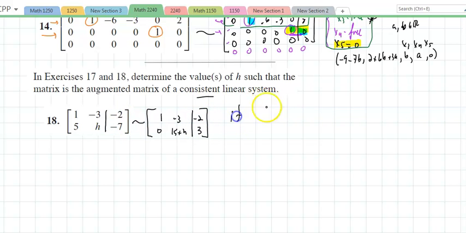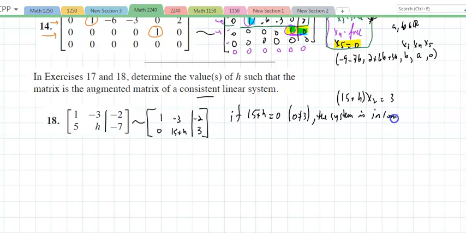So, think about it, this says, and I suggest you write it until you get the hang of this. If 15, that's x2. If 15 plus h equals 0, then you're saying 0 equals 3. There's no solution. Inconsistent.